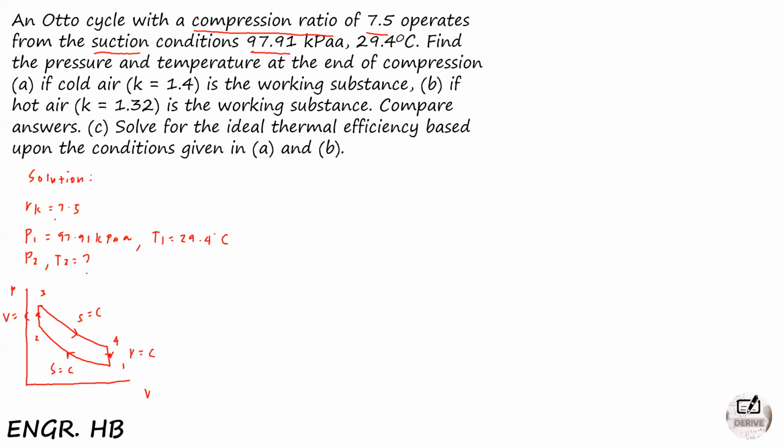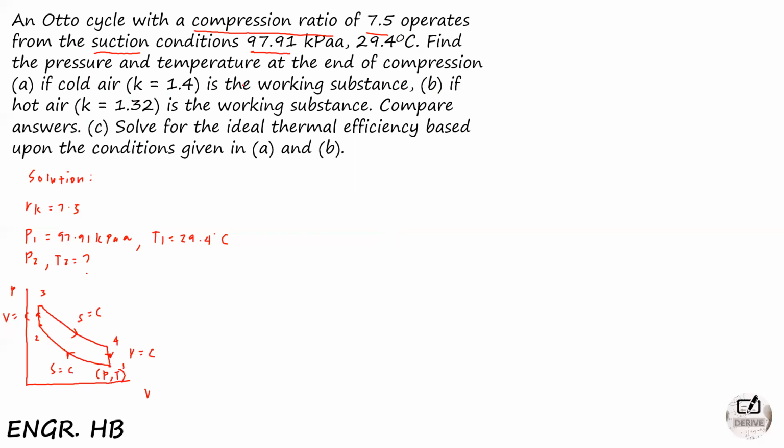Of course, we have this given pressure 1. So we have a given pressure and temperature at point 1, and we are looking for the value of pressure and temperature at this point 2. Of course, we also have a given compression ratio. And of course, there is a challenge. If you see the questions in A and B: if cold air is the working substance, and B, if hot air is the working substance. So this is not a difficult question, but it takes a while to solve.